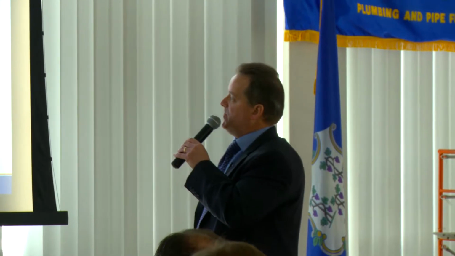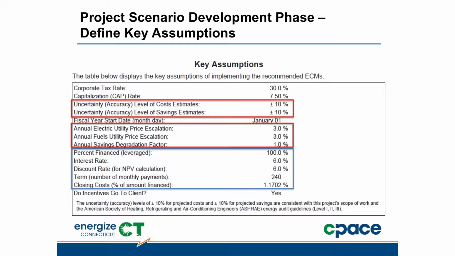I also wanted to speak to some of the key assumptions before we dug in on the report reviews, because these are important to understand how they're flowing through the calculations. Anthony had mentioned earlier this notion about the uncertainty of the savings estimates, right, both on the cost and consumption side. So you'll see here this plus or minus 10% for each. There's a key assumption input for uncertainty level of the cost estimates, and likewise uncertainty of the savings estimates.